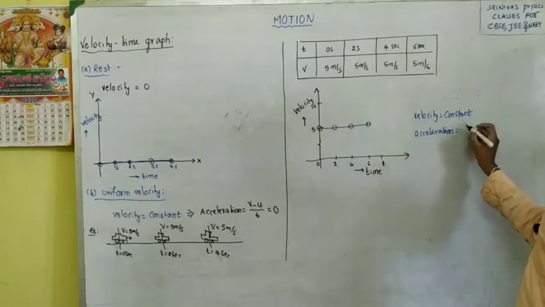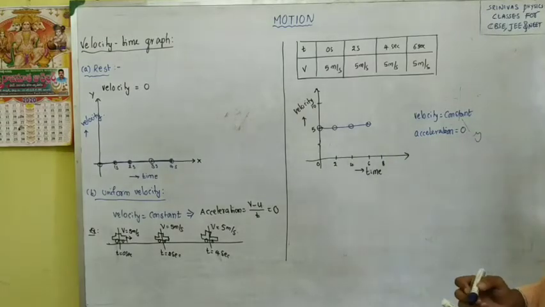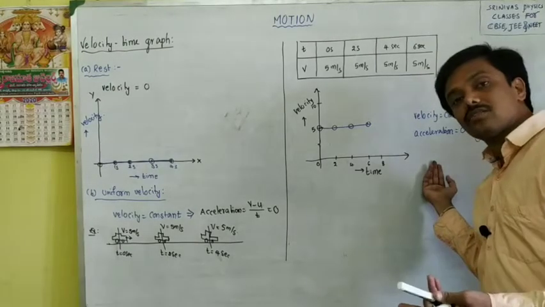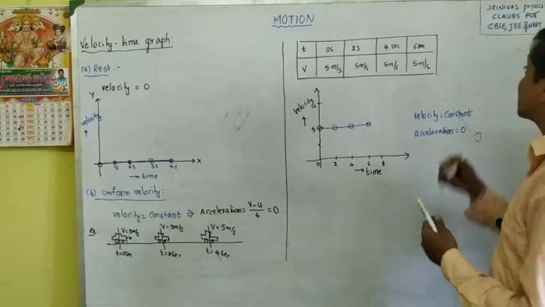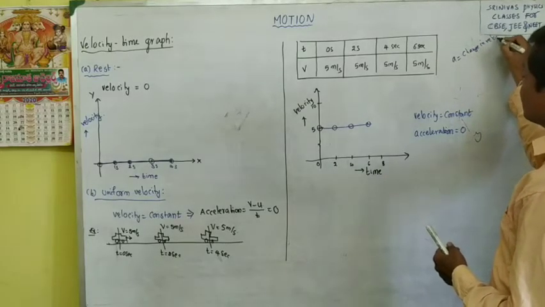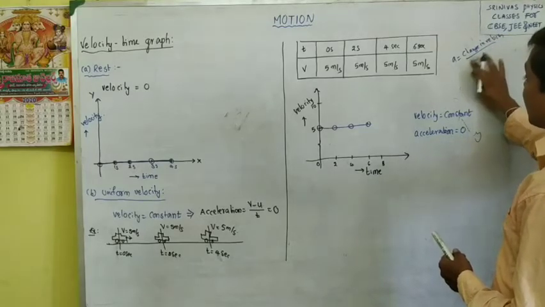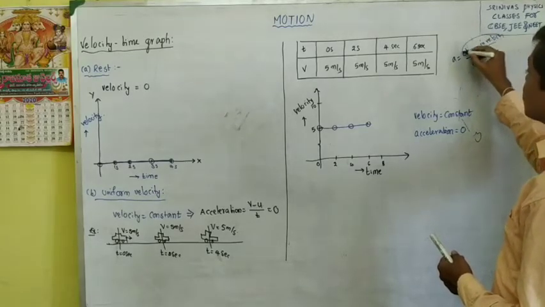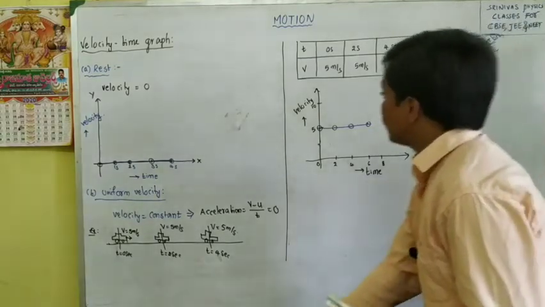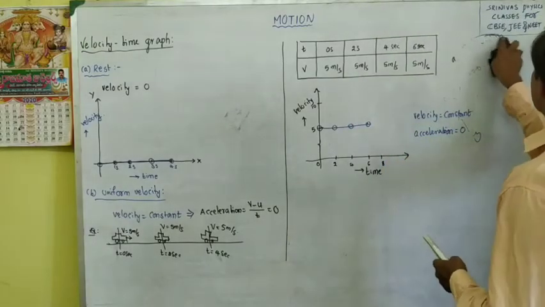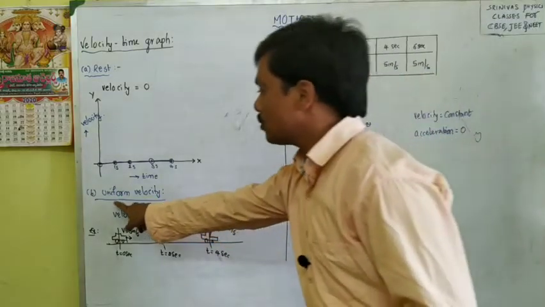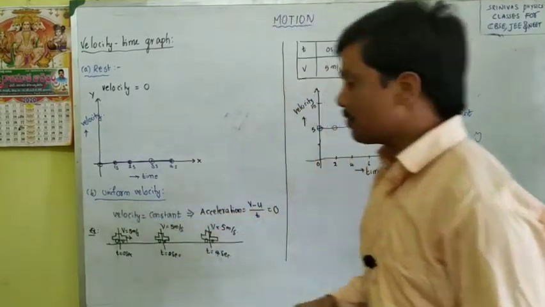When change in velocity is 0, then acceleration is also 0, because acceleration is the change in velocity per unit time. If there is no change in velocity, no acceleration, because acceleration is change in velocity by time. When there is no change in velocity, no acceleration, right? Okay. Now this is the velocity time graph for what? For a body which is in uniform motion, or it is moving with uniform velocity.